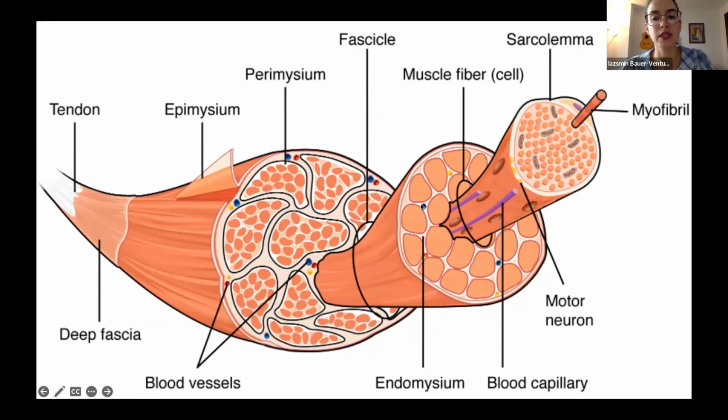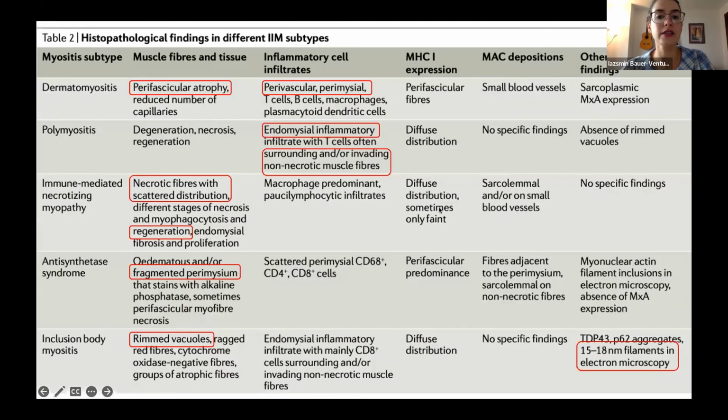That's where the inflammation is happening. And this, in polymyositis, you have mostly cytotoxic T cells, as T cells surround and invade muscle fibers. Immune-mediated necrotizing myopathies, guess what? We see a lot of necrosis, and the necrosis is scattered, does not really follow any pattern. And around necrosis, we also see regenerating muscle fibers.